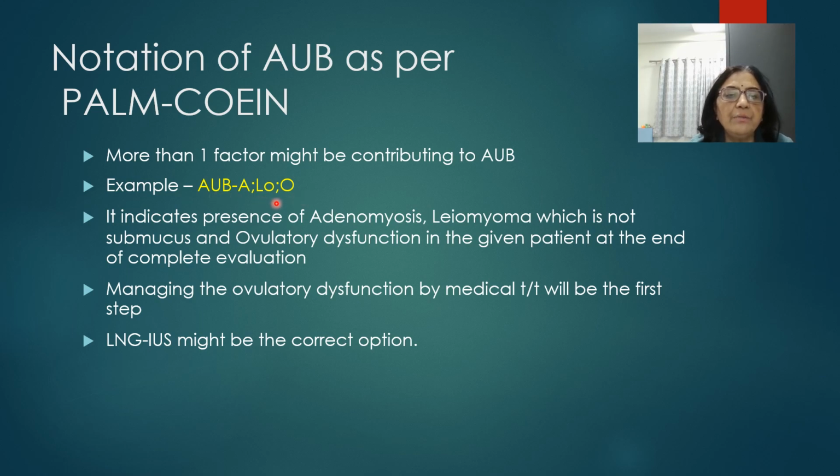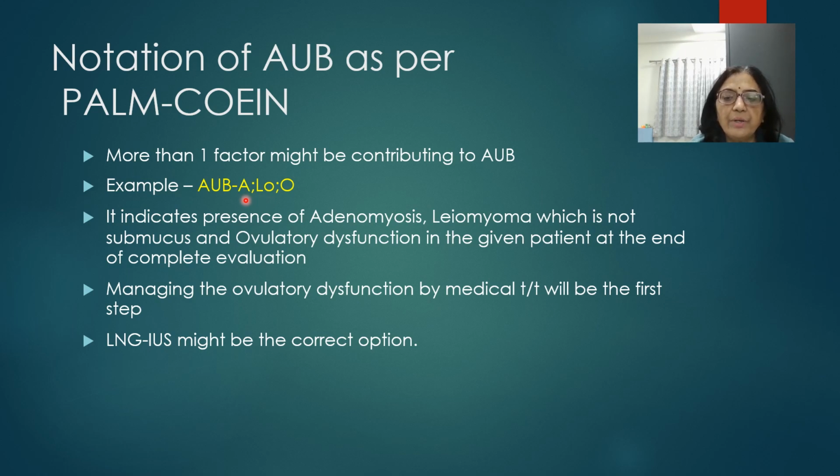That means there are three factors. Now, whenever the leiomyoma is present and suppose it is a small 1 or 2 by 2 centimeters and it is not submucous, it is not necessary that it will be contributing to AUB always. It is present, it is detectable, it is a structural abnormality which is easily detectable, but it is not necessary that it will always be the factor contributing to AUB.